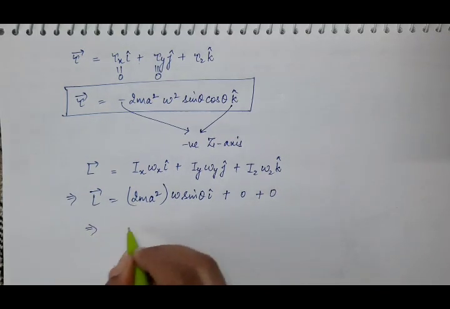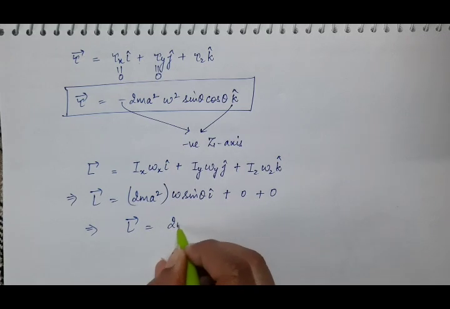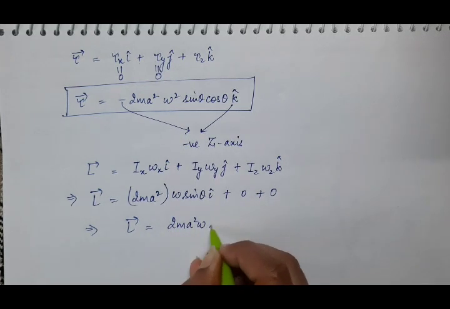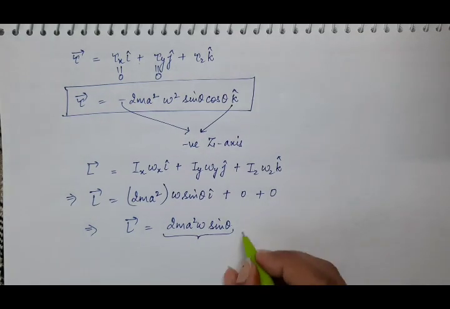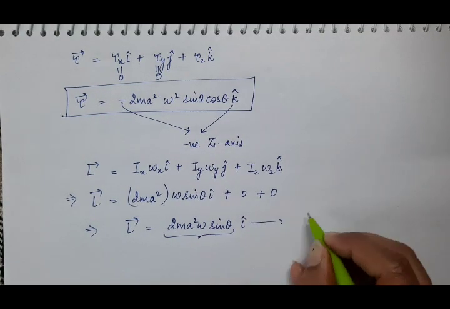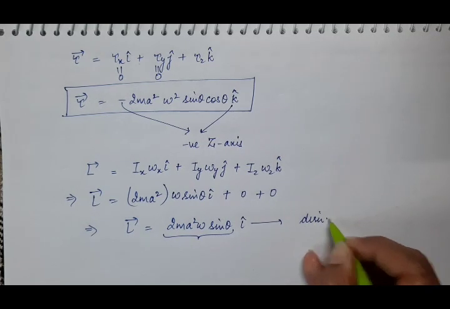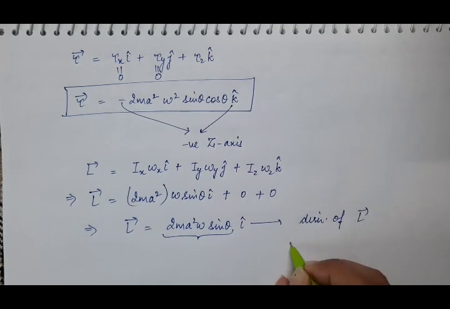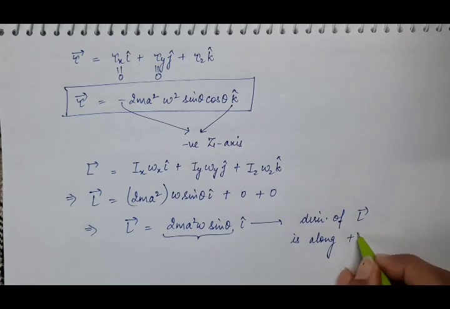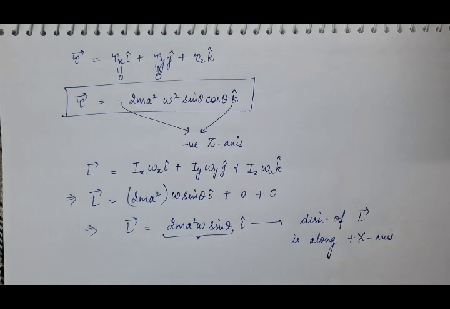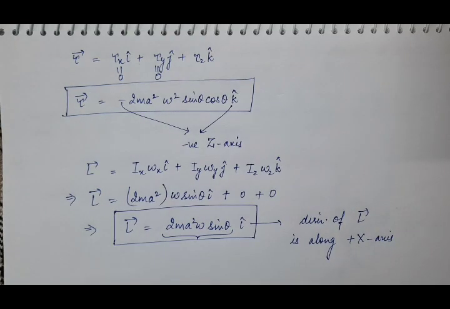What is the direction of the angular momentum vector? 2ma² omega sine theta tells us the magnitude of angular momentum, and this i cap tells us that the direction of the L vector is along plus i cap, which is along the positive x-axis. That is why in the figure we have shown the direction of this L vector along the positive x-axis.